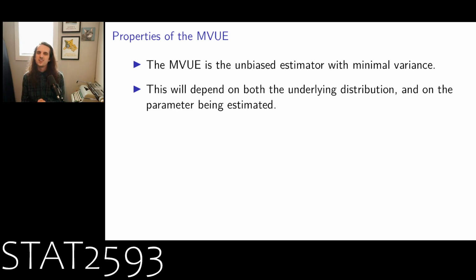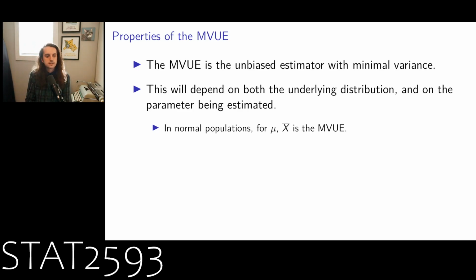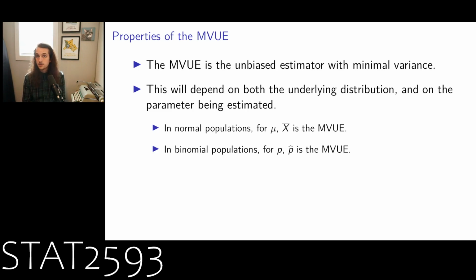Okay. And so it's not always going to be obvious what the MVUE is. In fact, generally speaking, it's not going to be obvious. These are typically hard to find, but both of those things are going to matter here. Now, in some of the problems that we've considered, we actually know what the MVUE is. And so perhaps the most illustrative example is that in normal populations, if we want to estimate the mean, then the sample mean is going to be the minimum variance unbiased estimator. If we have binomial populations and we want to estimate the probability of success, then p hat, which is the sample proportion, is going to be the MVUE.